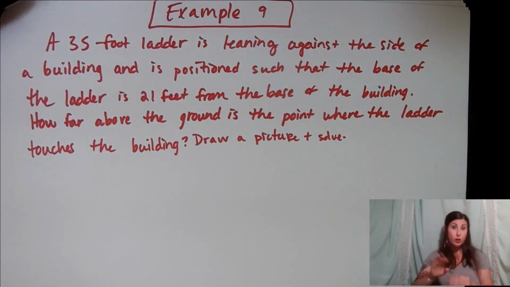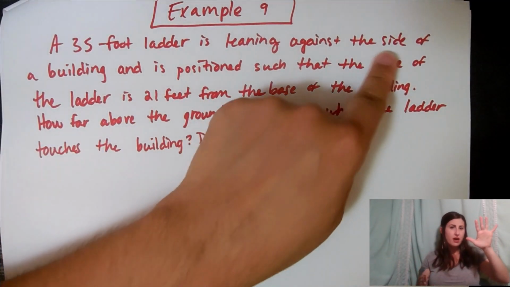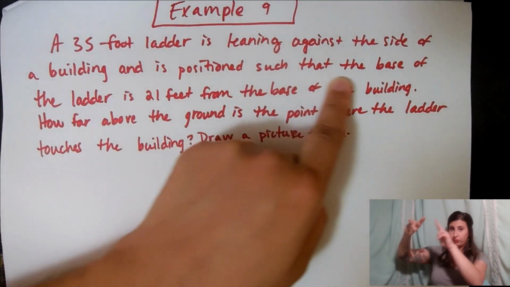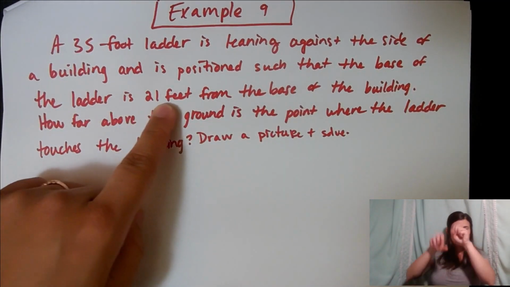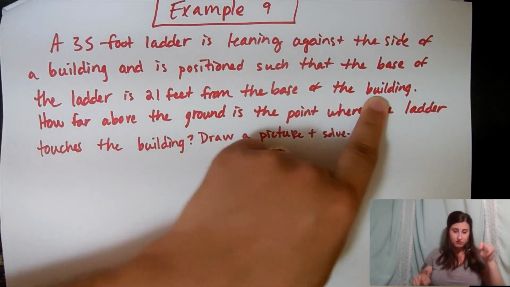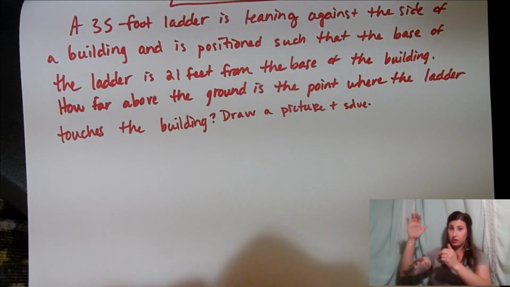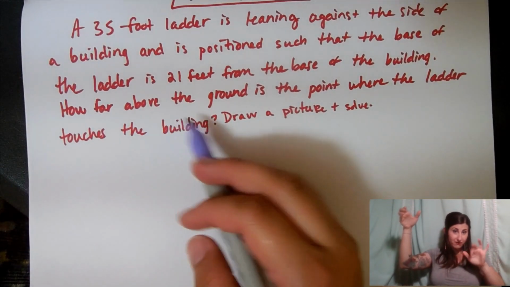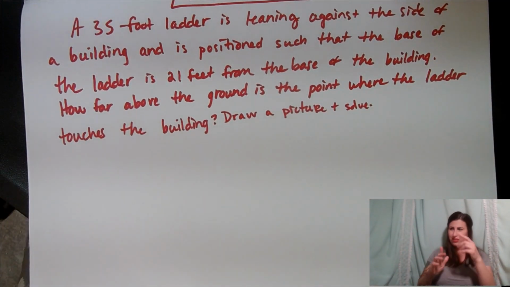Example 9. A 35-foot ladder is leaning against the side of a building and is positioned such that the base of the ladder, base is the bottom of the ladder, is 25 feet from the base of the building. So the bottom of the ladder is 25 feet from the bottom of the building. How far above the ground is the point where the ladder touches the building? Draw a picture and solve.